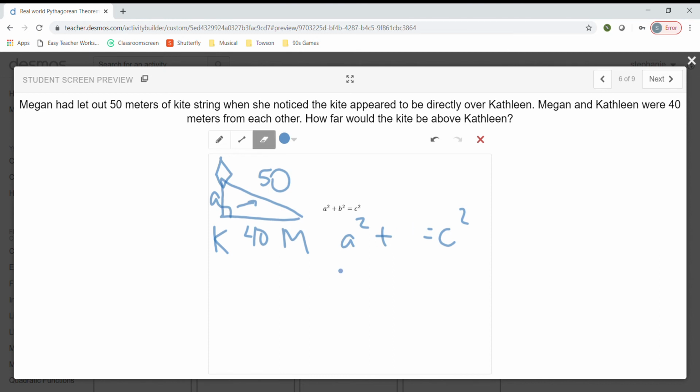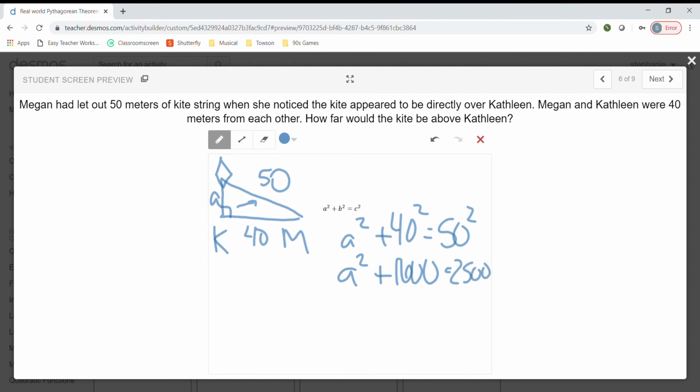B squared can be changed to 40 squared. And C squared is going to be 50 squared. So A squared, I can't do anything with it, so I'm just going to leave it as A squared. 40 squared, 40 times 40 is 1,600. 50 squared, 50 times 50 is 2,500.